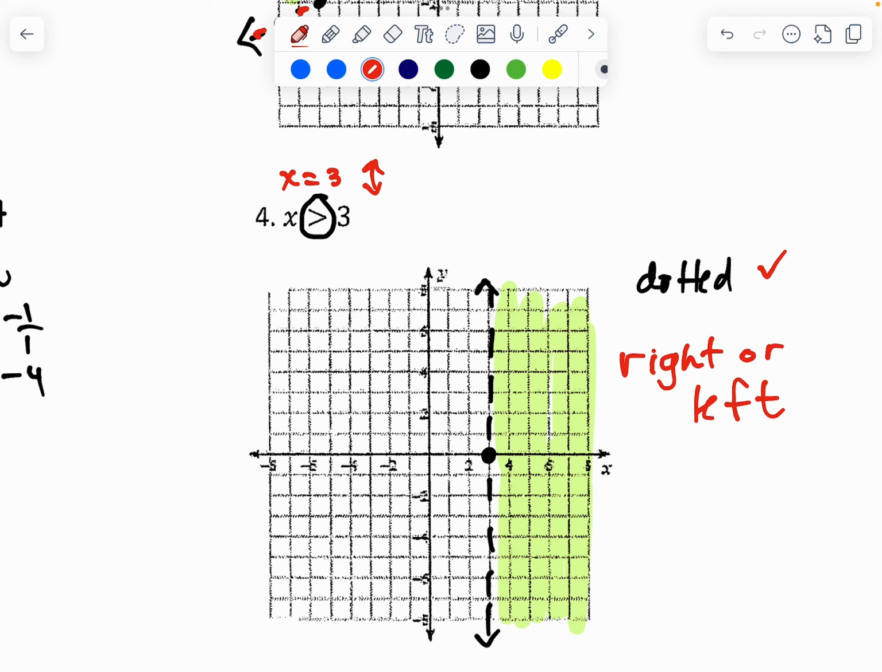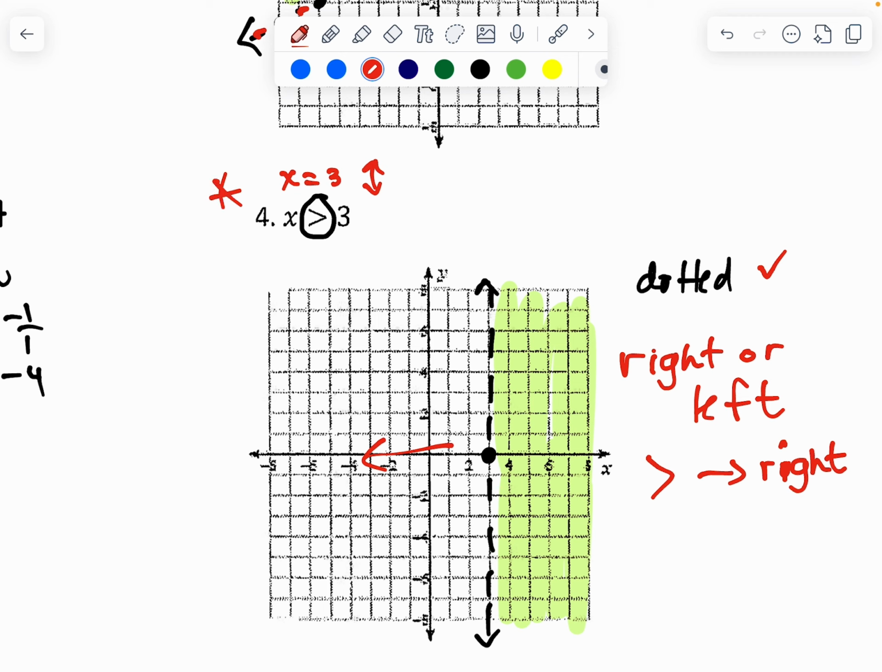Okay, and in this case, above means to the right. Okay, so that one goes to the right. If it was less than, it would be all the values to the left. You would have shaded all the left side.